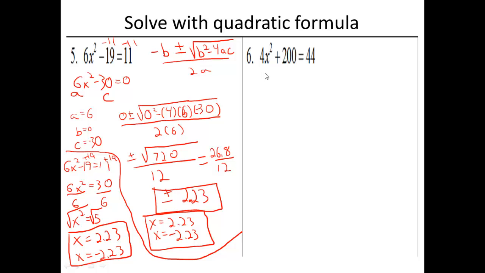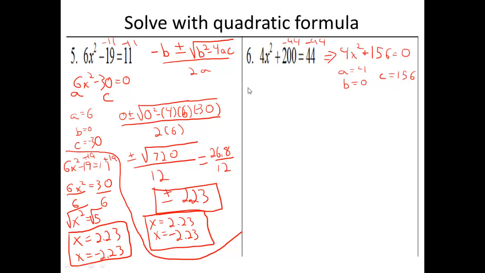So on to number 6. Again, using the quadratic formula, we'll get everything on the one side of the equation, set it equal to 0. So we're going to subtract 44. So we have 4x squared plus 156 is equal to 0. Again, a is equal to 4, b is equal to 0, and c is equal to 156.